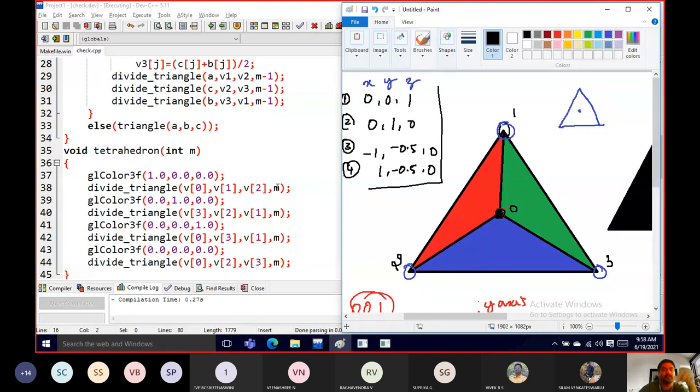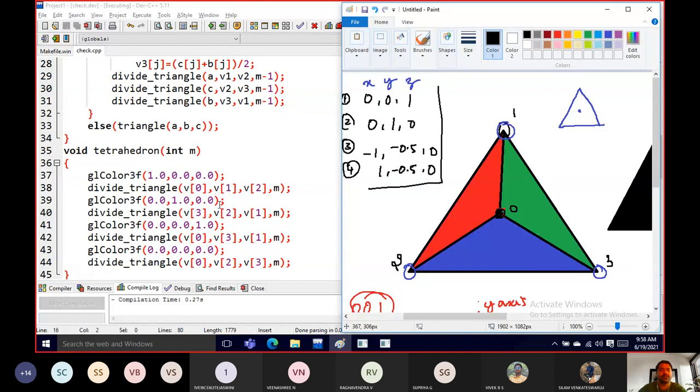Then also consider how many divisions you want, because every side has to be divided. The second thing is to consider which color. The green color is 0, 1, 0. That is your green color.